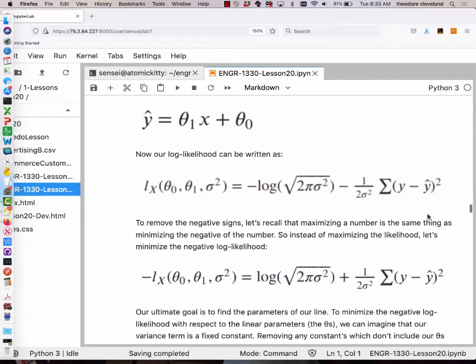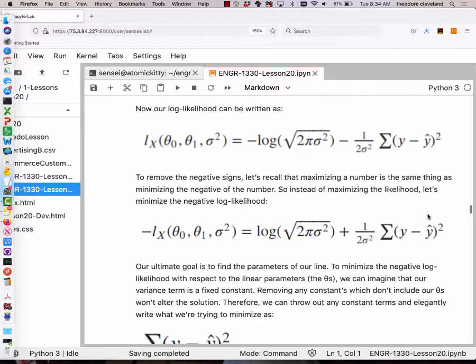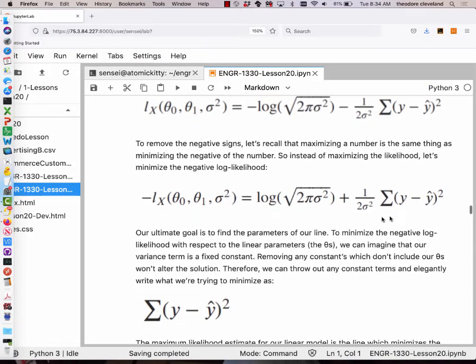And to remove the negative signs, we can recall that if we want to maximize a number that's non-negative, that's equivalent to minimizing the negative of that number. So instead we will minimize the negative log likelihood. So we want to minimize this right-hand side. And what things do we get to change in order to make that as small as possible? We get to pick theta 0 and theta 1, or beta and alpha, if you will, because I've changed letters of the alphabet along the way just to confuse you.